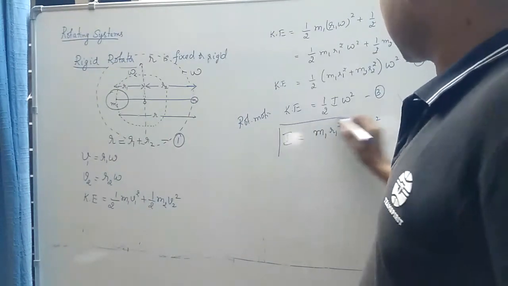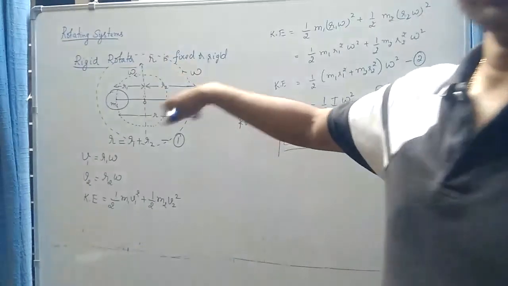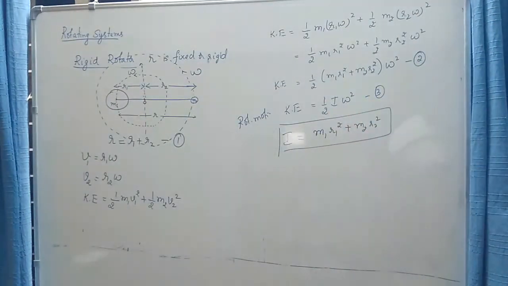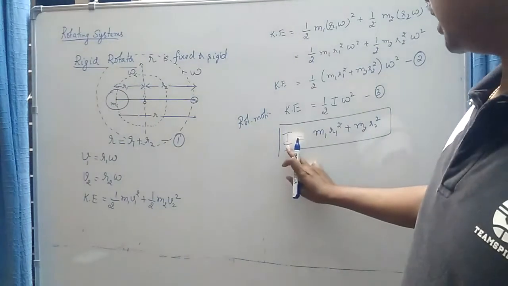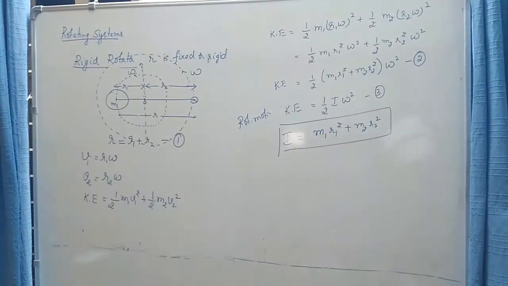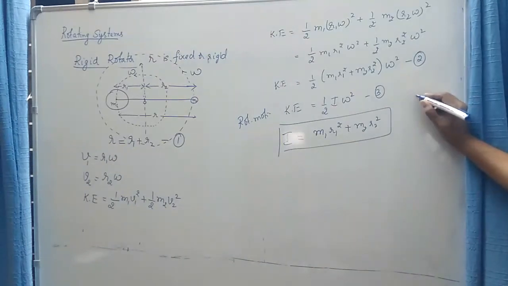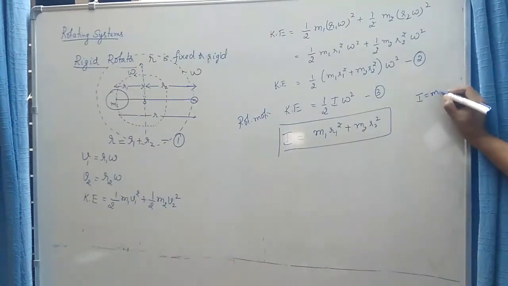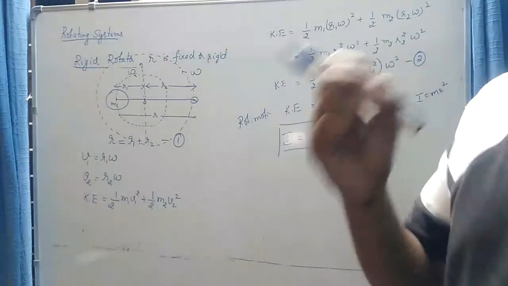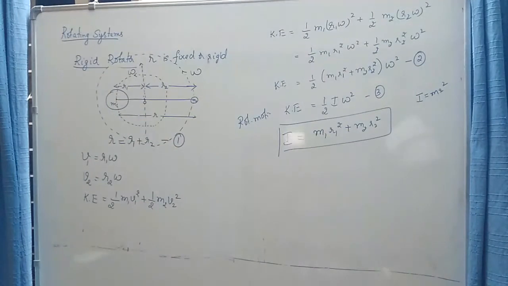So the kinetic energy of such a system can be written as half I omega square, where we have taken I, the moment of inertia, as m1 r1 square plus m2 r2 square. If I have a single rotating particle, its moment of inertia is I equal to m r square. But if I have two particles rotating about each other, about the center of mass, then this is the formula for calculating the moment of inertia.